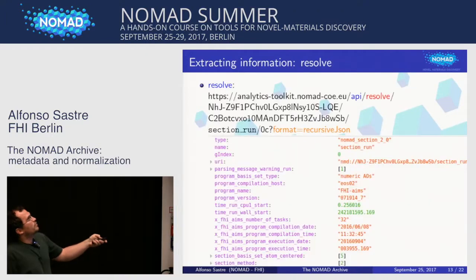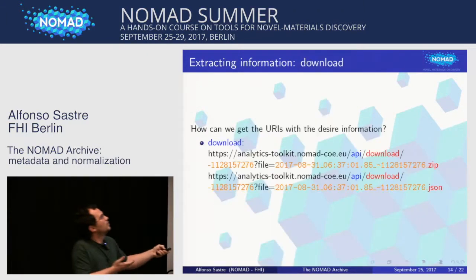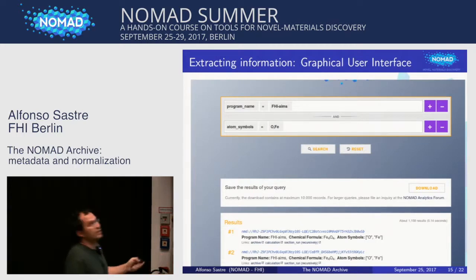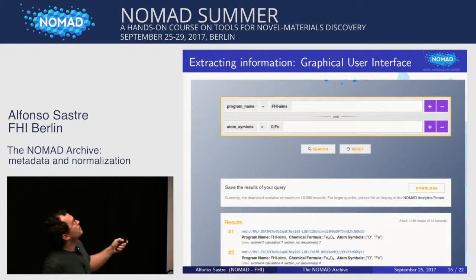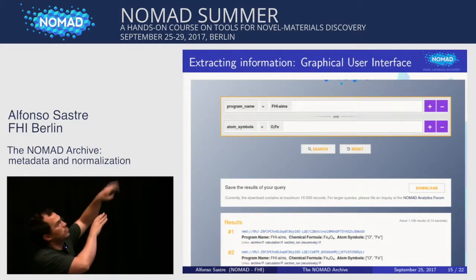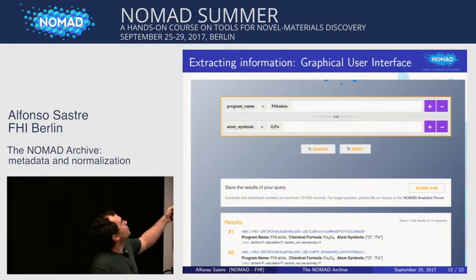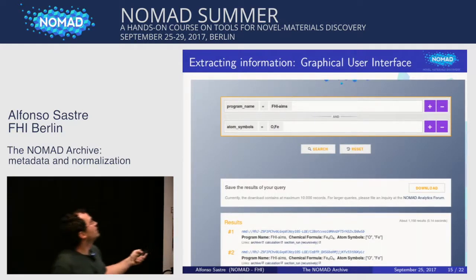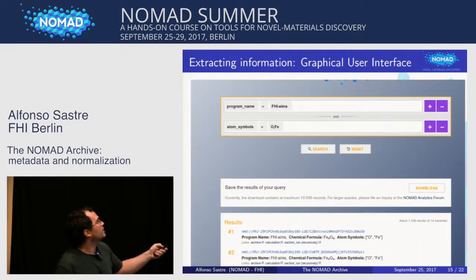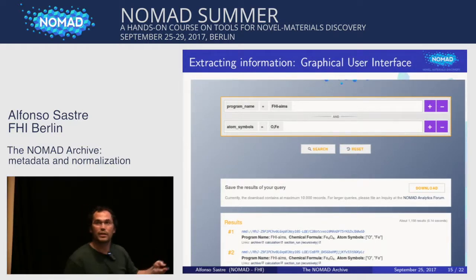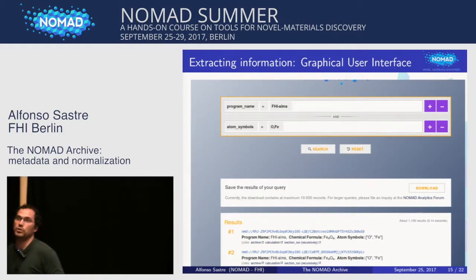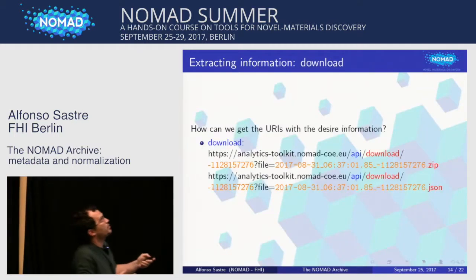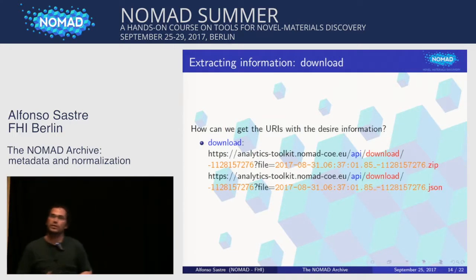Okay, so this is useful if you are a developer, but if you are not, probably you prefer something like this. Essentially, you go to this web page that we are going to use in the tutorial, and if you type, it displays the options and the possible values. You say, okay, program name equals FHI-aims, atom symbol this, you query, and then you get the results. These are links, so if you click here, you go directly to the resolve. If you click download, you download the file. So this is easier if you want to use it. But the API is open, so if you are a developer and you are interested, you can do whatever you like.